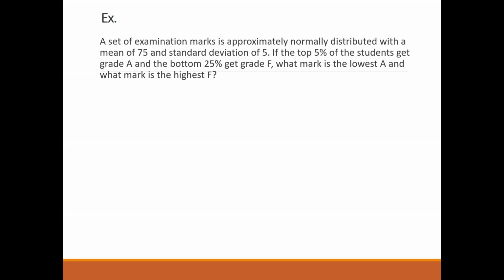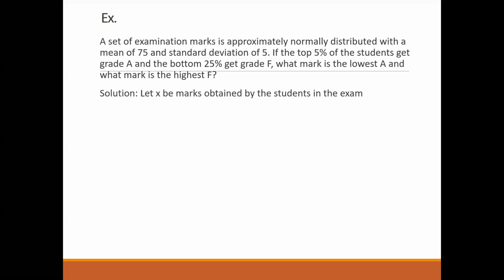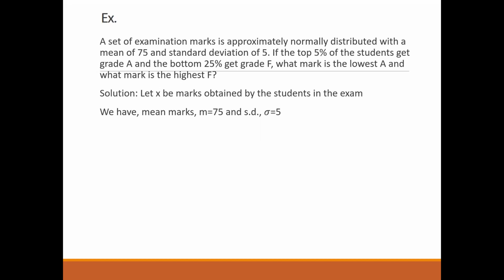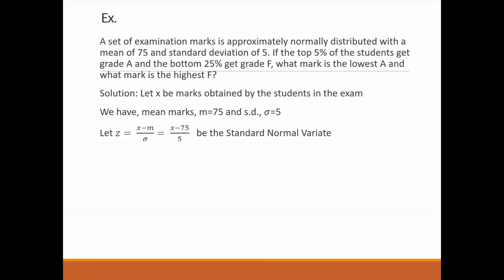I'll give you some hints, the starting part. We take X as the marks obtained by the students in the exam. With this, we can write the mean M as 75 and the standard deviation sigma equal to 5. Using the formula X minus M divided by the standard deviation, Z equals X minus 75 upon 5. This is your standard normal variate.